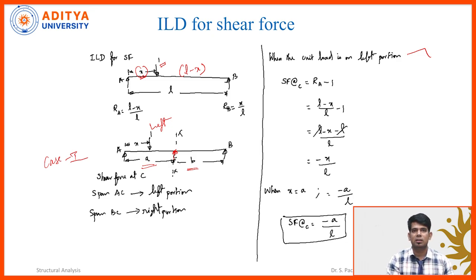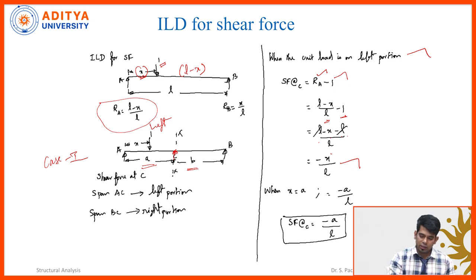Shear force means, in between the support A and XX, whatever forces act vertically upward and whatever forces act vertically downward, I am going to sum up. RA is acting in the upward direction and the one unit force is acting in the downward direction. So RA plus the unit force, which is minus 1. RA is (L minus x) by L, so minus 1 multiplied by L gives (L minus x minus L) by L. The L gets cancelled and I get minus x by L.